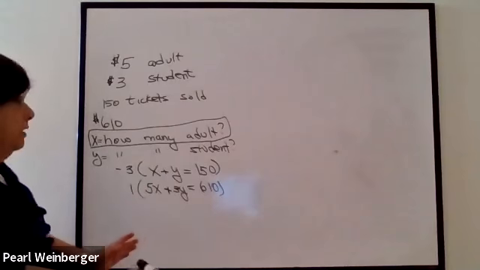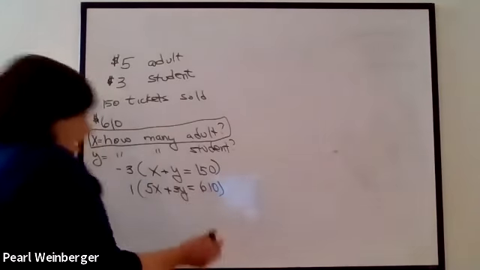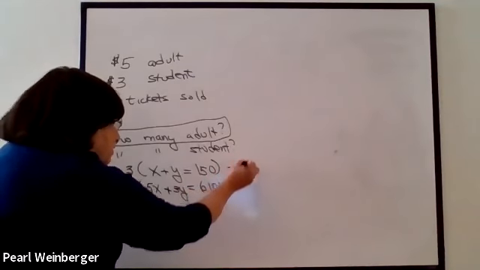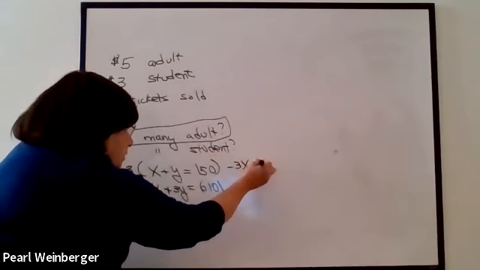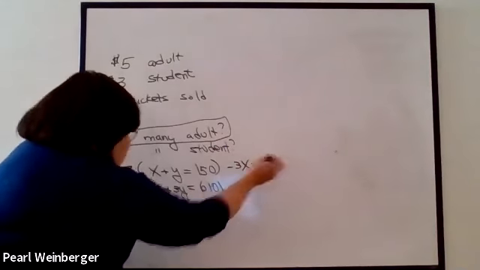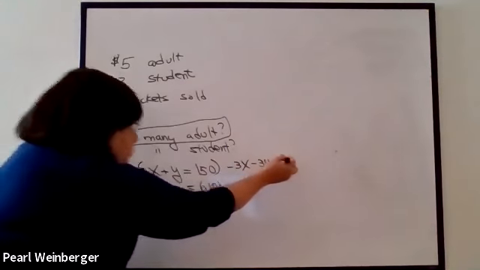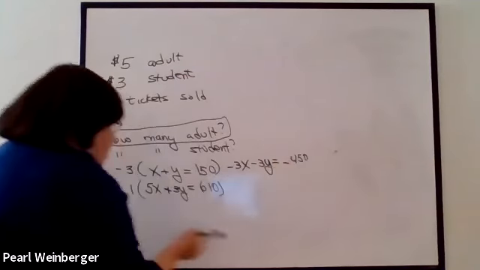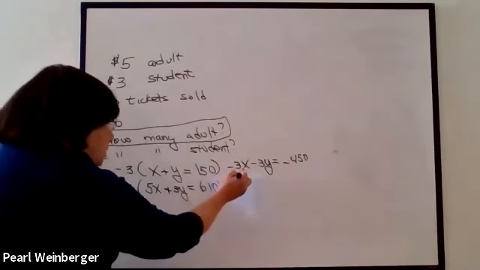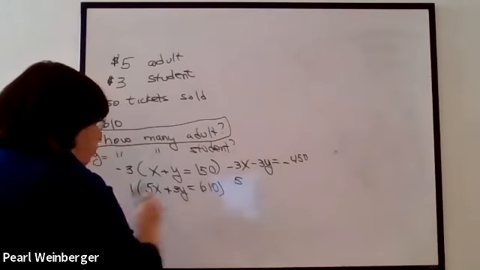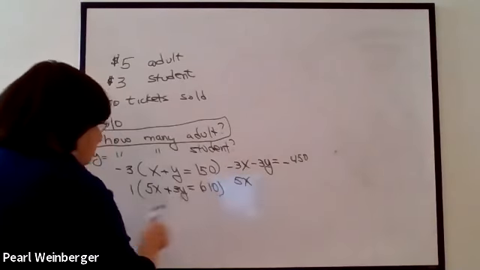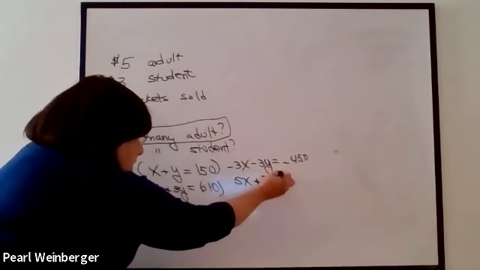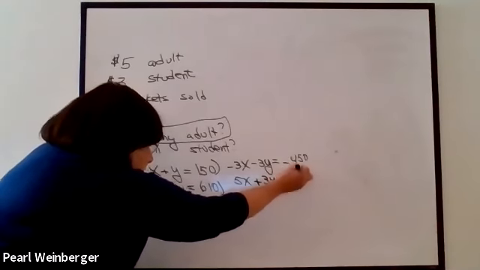I don't know why, I just do. And therefore, my top equation becomes negative 3x minus 3y equals negative 3 times 150, which is negative 450. The bottom equation, multiplying by 1 makes it really stay the same: 5x plus 3y equals 610.